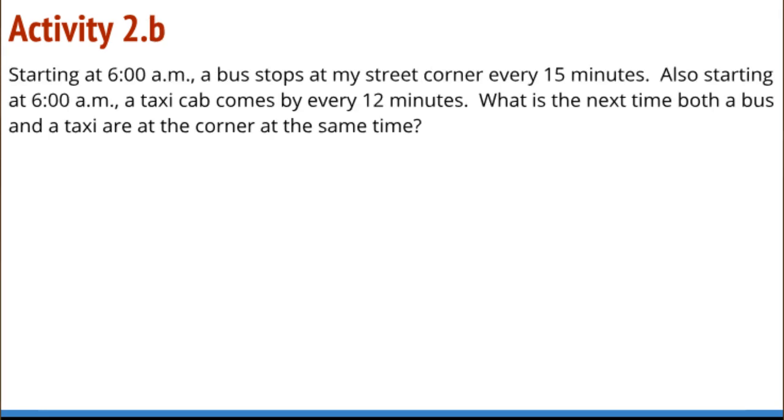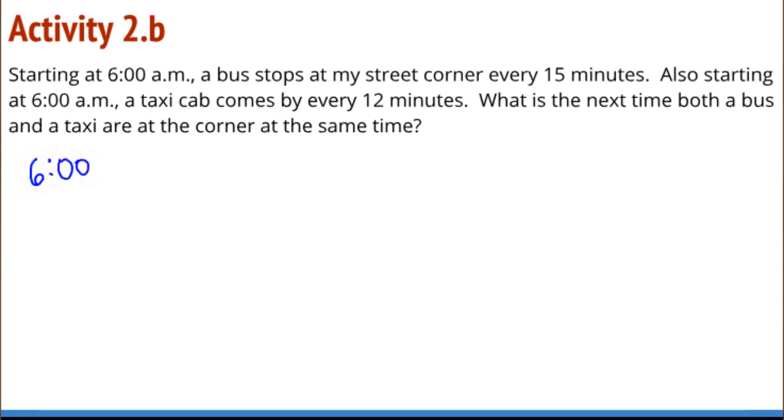All right, starting at 6 a.m., a bus stops at my street corner every 15 minutes. Also starting at 6 a.m., a taxi cab comes by every 12 minutes. What is the next time both a bus and a taxi are at the corner at the same time? Now, I could certainly make all kinds of tables to organize this.